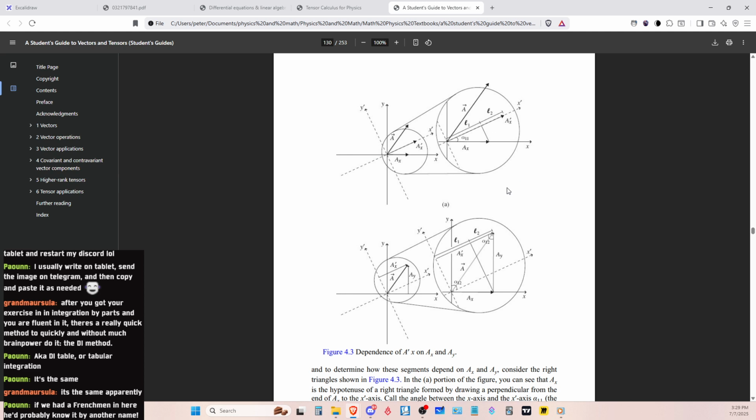They're the same? Okay. If we had a Frenchman in here, he probably would know it by another name. Oh, okay, that makes sense.